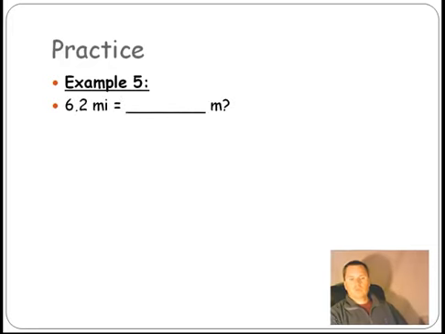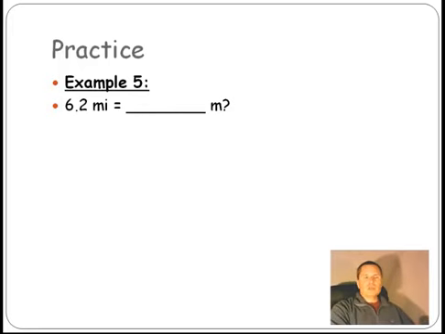All right. One more here for you. 6.2 miles going to meters. So we're going from English units to metric units. Now there's a couple different ways to do this. I'm going to show you one. It doesn't mean it's the only way. If you take a different route, you may get a slightly different answer because of inconsistencies in conversions between metric and English. But let's try this one.